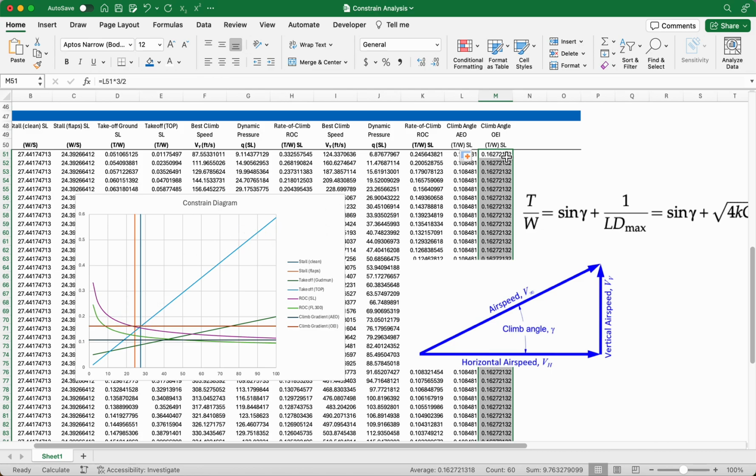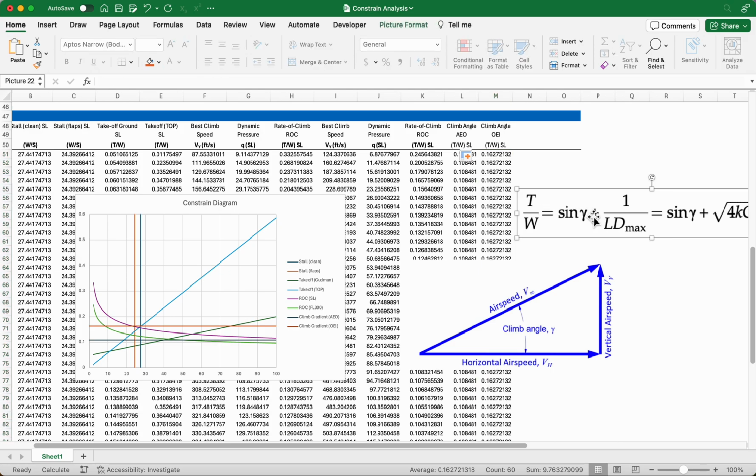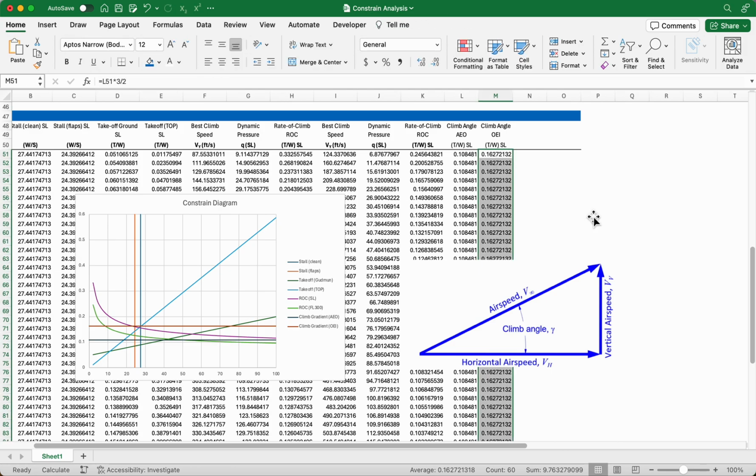But it's just a way of thinking about how many engines you might want in your aircraft, just based on the regulation one engine out requirement.